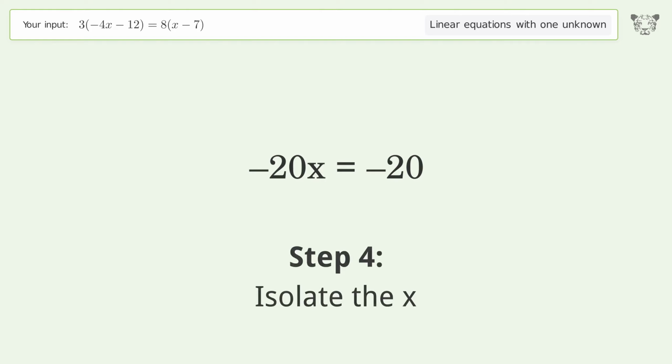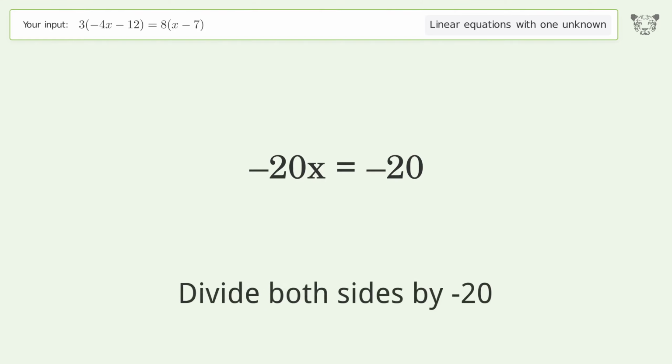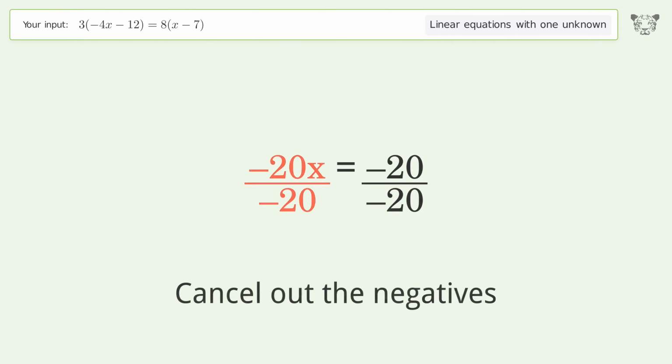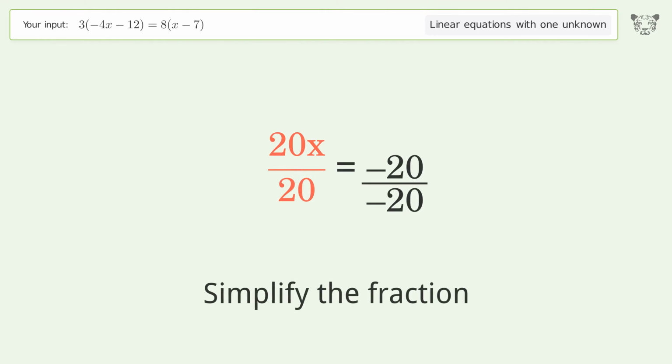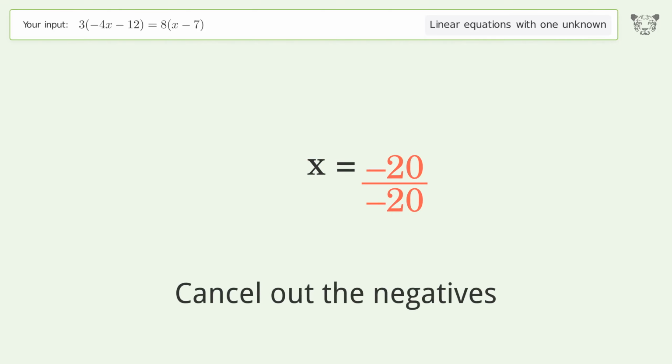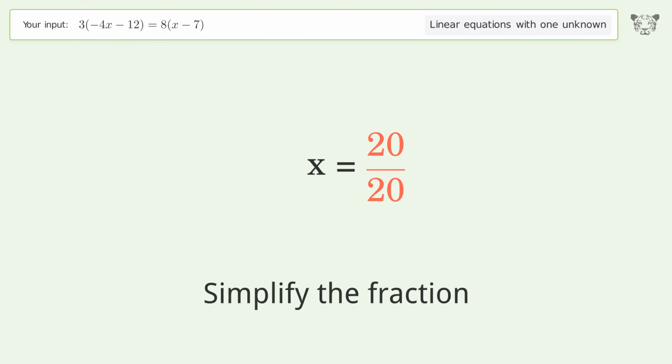Isolate the x. Divide both sides by -20. Cancel out the negatives. Simplify the fraction. Cancel out the negatives. Simplify the fraction.